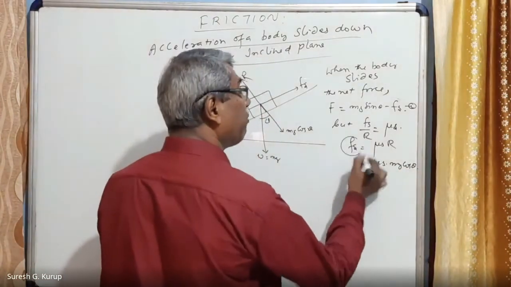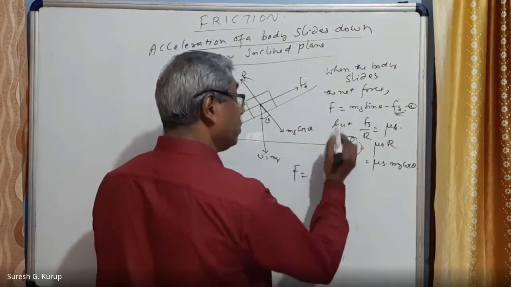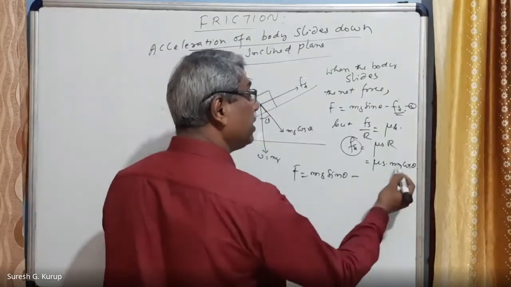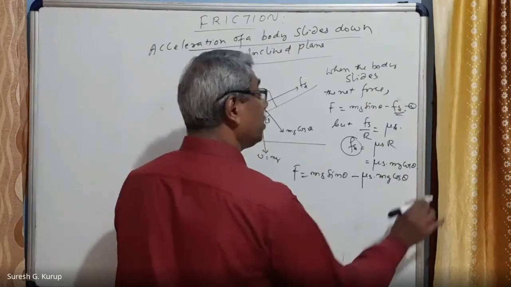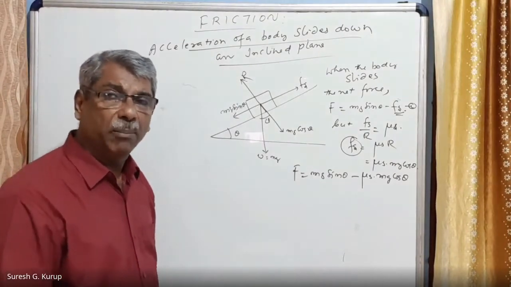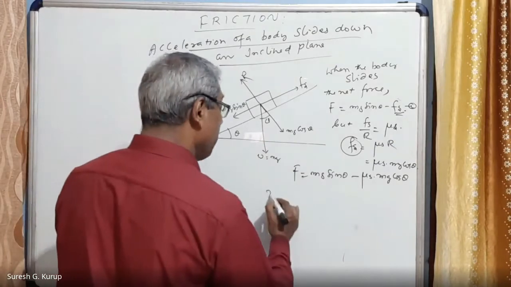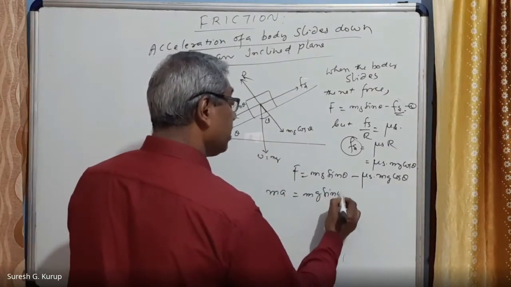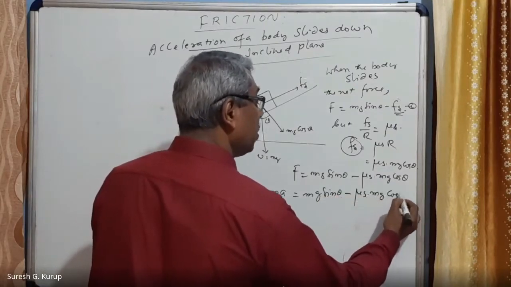Putting this value of Fs in this place, we will write net force F is equal to mg sin theta minus mu s into mg cos theta. Am I correct? This is the net force. But net force F is equal to ma. Therefore, we can write what? Ma is equal to mg sin theta minus mu s into mg cos theta.